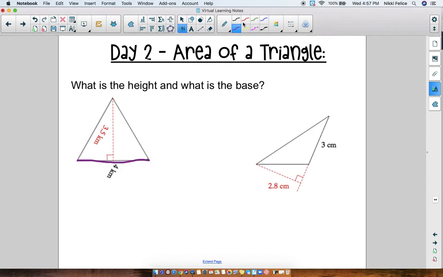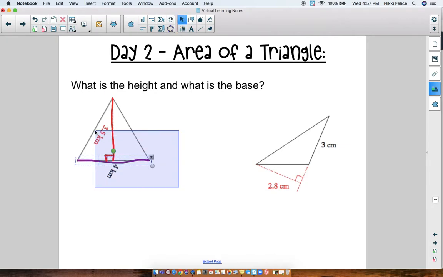And then this red line right here is starting at the base and it's going straight up to the very top point of the triangle. And we see it made that nice little right angle. So this is the height of the triangle. We started at the bottom, and now we're up here. Okay?